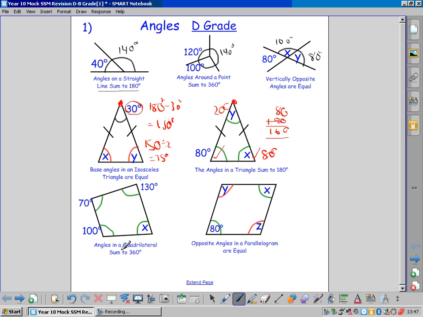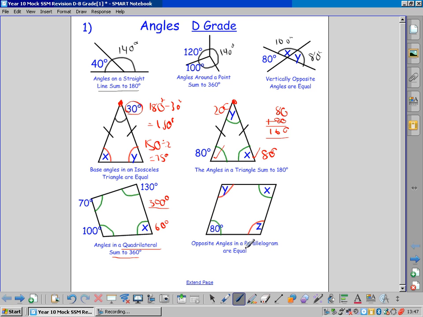Angles in a quadrilateral, a four-sided shape, add up to 360 degrees. So if you've got three of them, you add them up. The total of these three angles is 300 degrees. And then you subtract from 360, so x must be 60 degrees. Because angles in a quadrilateral sum to 360.